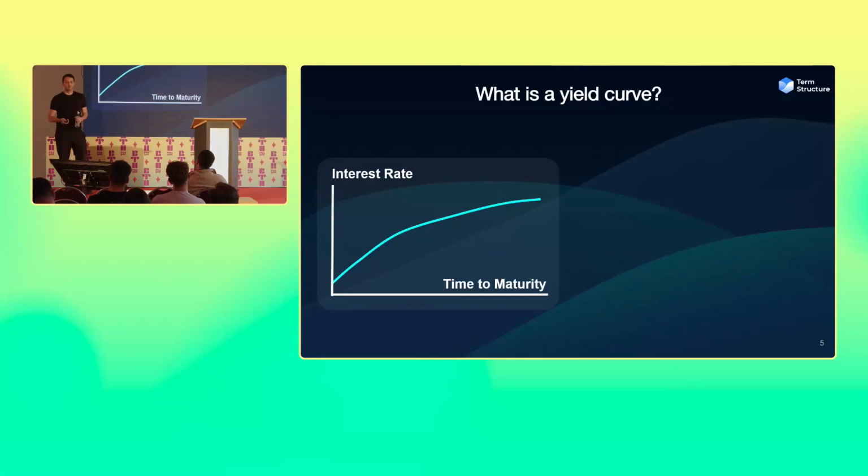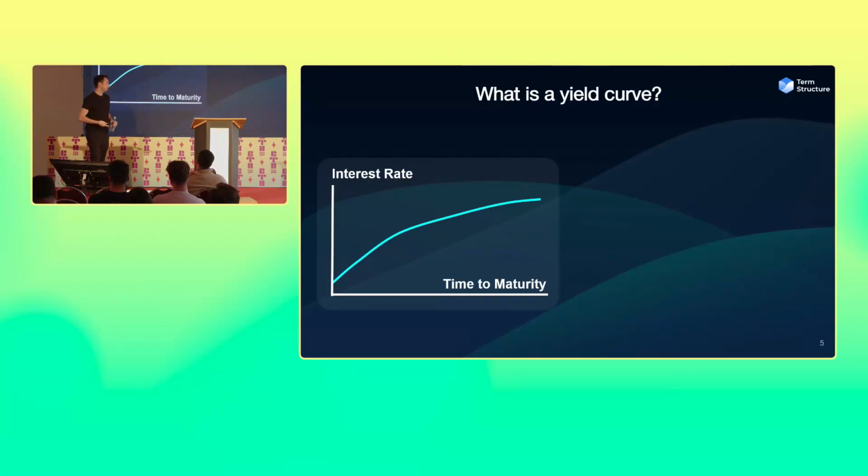Now, back to what a yield curve is. If you have the time to maturity on the x-axis and the interest rate on the y-axis, you should get this nice upward-sloping, concave-looking curve if the market is well-behaved. And what this is meant to tell you is that the longer the time to maturity, the more uncertainty you have. If you're having more uncertainty, you need to be compensated with a higher interest rate.